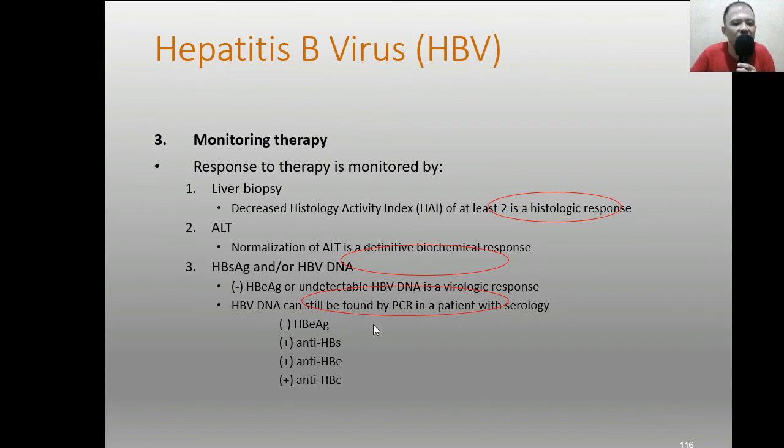Again, if the results of the other serological markers are questionable, then check for the DNA. Whereas the other monitoring parameters, such as a liver biopsy, will tell us if there is improvement, and that is a positive histologic response. When there is an improvement or lowering of ALT, that is a biochemical, definitive biological response.